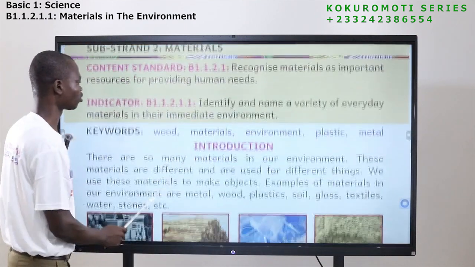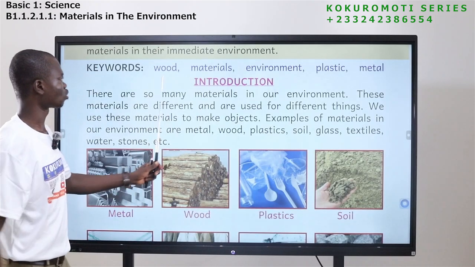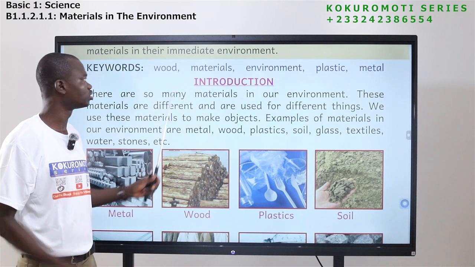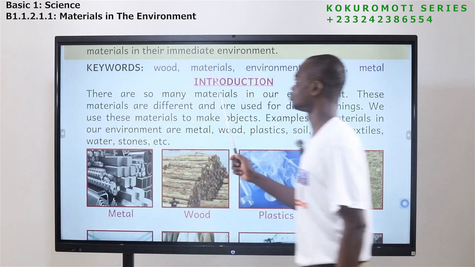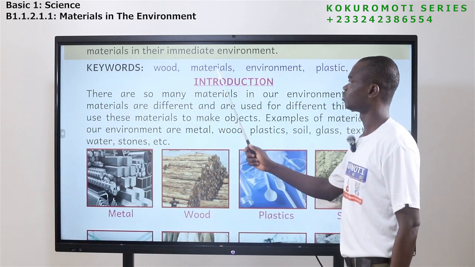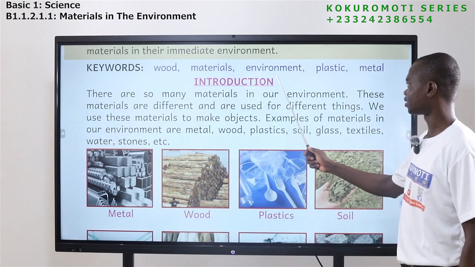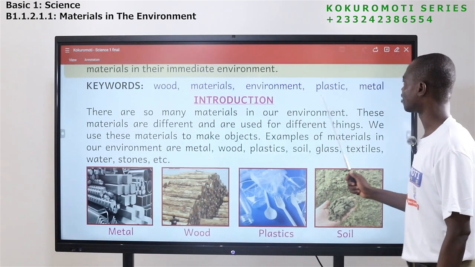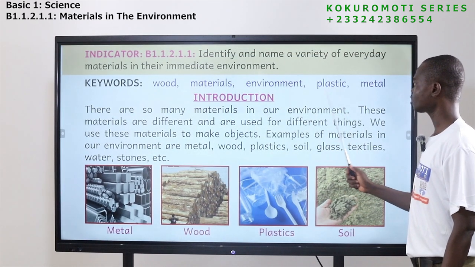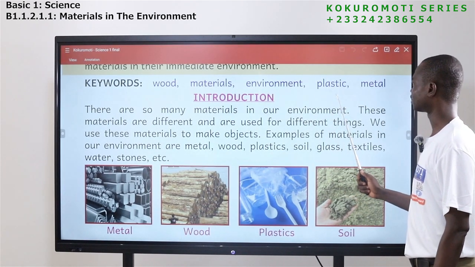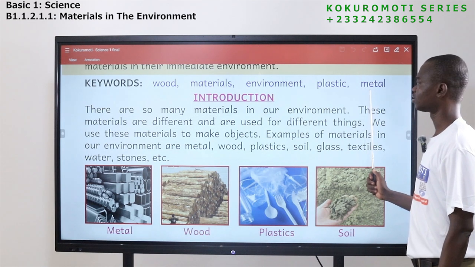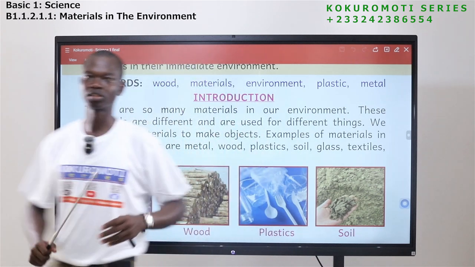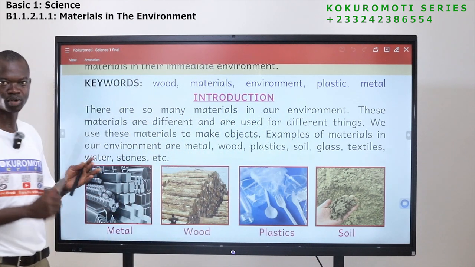Now in this lesson, we are going to look at these. The first one is wood. All of you, wood. Again, wood. Then we have materials. All of you, materials. Environment. We have plastic. And then we have metal.